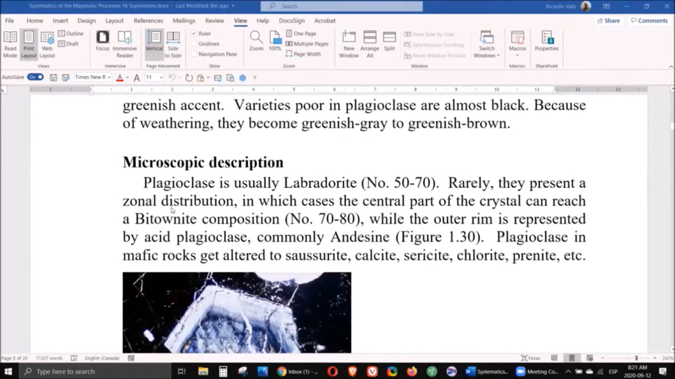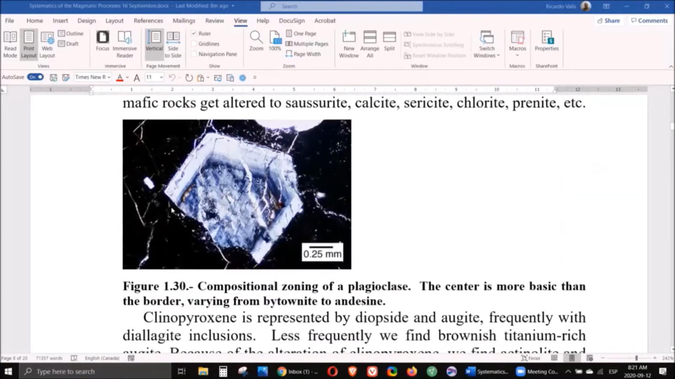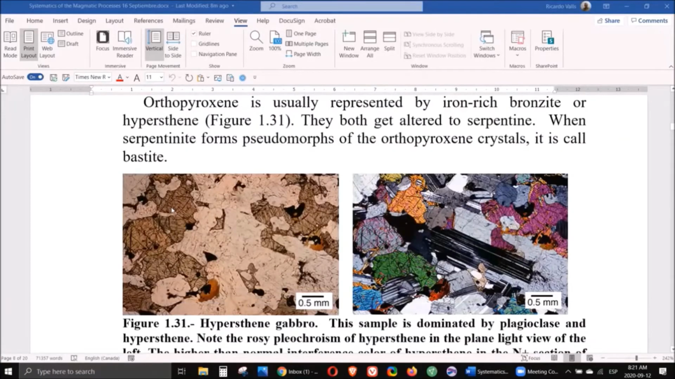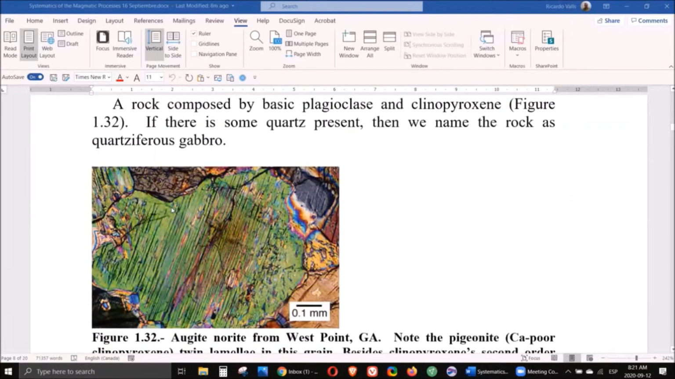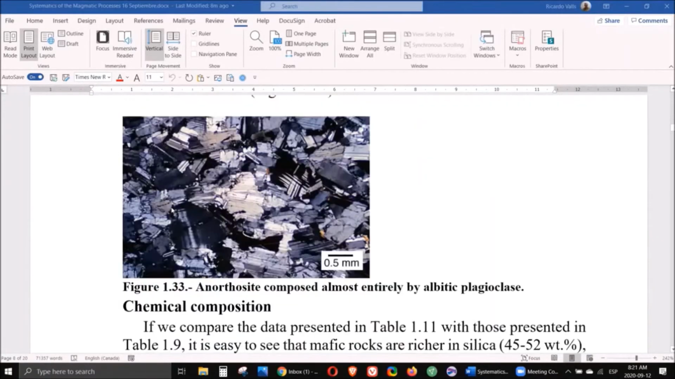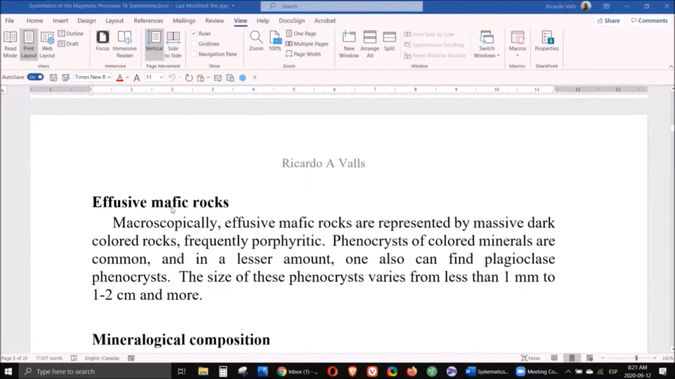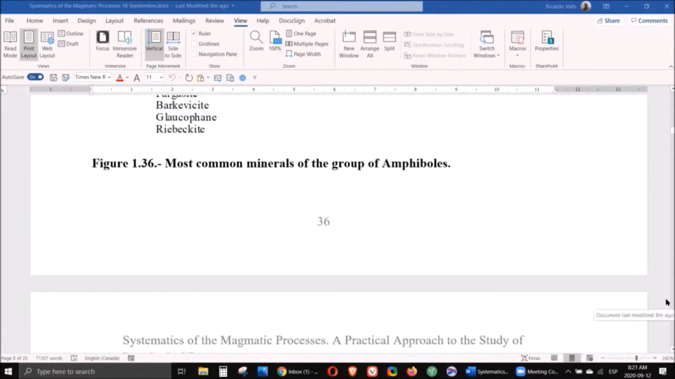Okay, you have microscopic descriptions. So if you're working with your microscope, you can use this too. It's a book that you can use in the field and in the lab. But let's look at the next chapters.